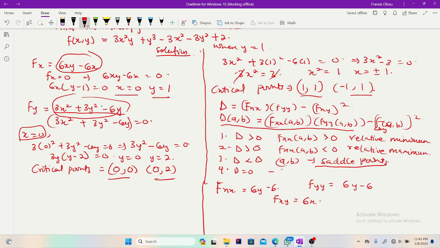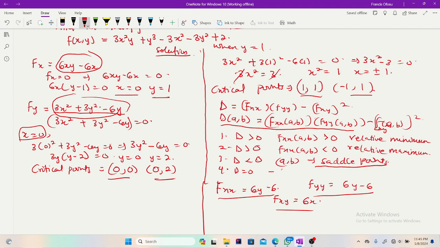That is why we use Clairaut's theorem, that whenever a function is continuous over a domain, then your fxy and your fyx are always equal. Okay, so it holds here. So the d, what's the d? So as I said, the d is what? You are multiplying.